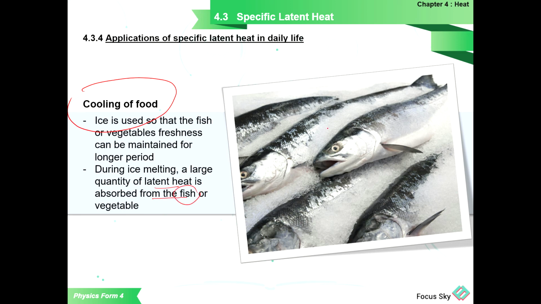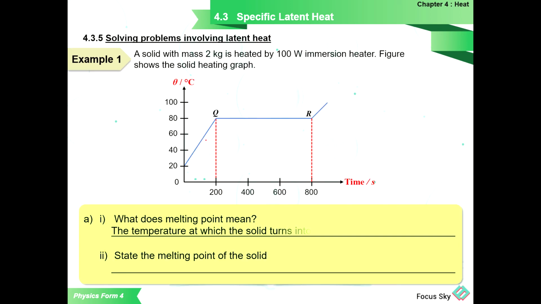So, ais tu yang cair. So, panas-panas dalam ikan tu dah keluar. So, bila panas-panas dah keluar, ikan tu tak rosak lah. Sama lah dengan kes sayur pun. Sebab tu barang semua kita buang freeze kan. Kita tak buang microwave. Okay, problem solving.